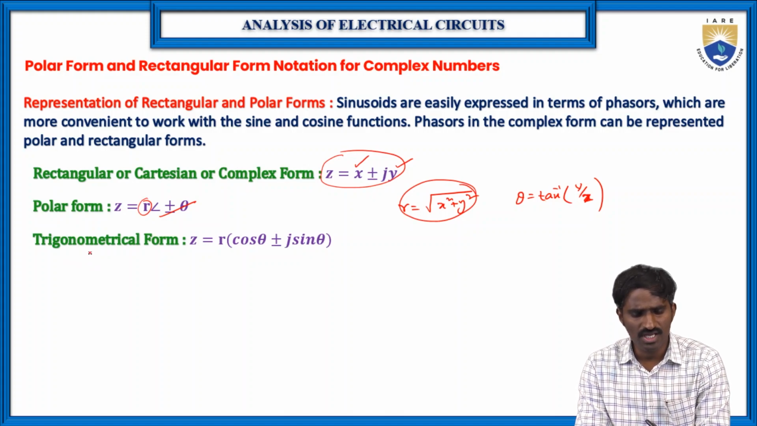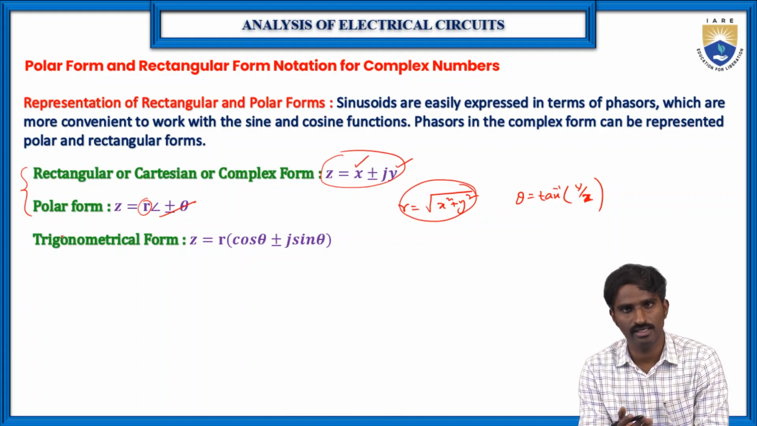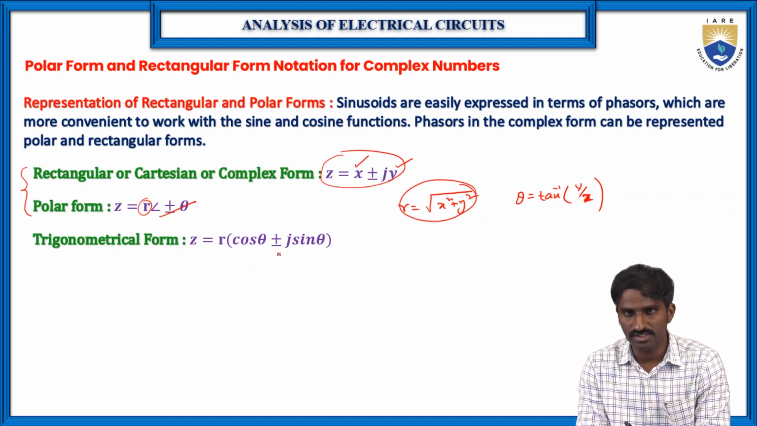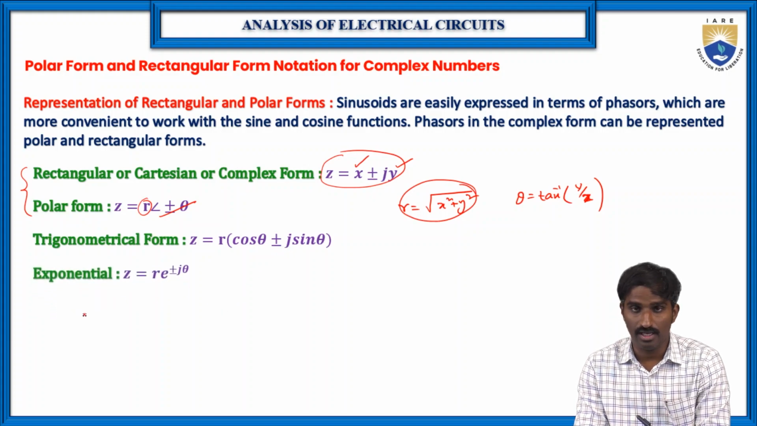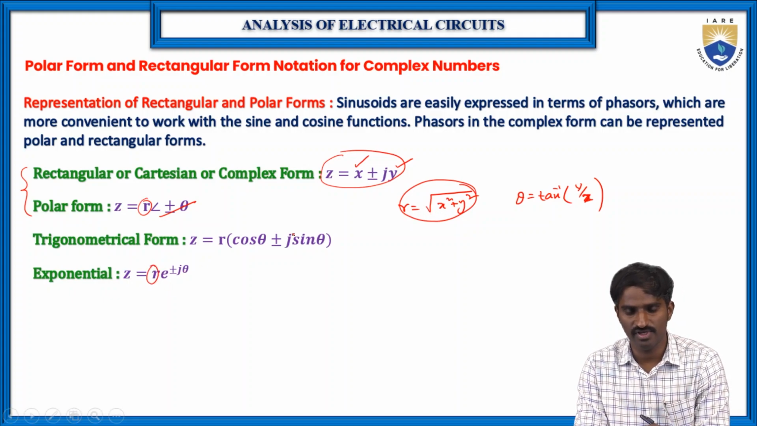Then another form is there, but it is very rarely used. These two are the very important ones, and mostly we use only these two kinds of forms, either the rectangular or complex form, or the polar form. But there is another form, the trigonometrical form, that is z is equal to r into cos theta plus or minus j sin theta. And another form is the exponential form, which we very rarely use. This is r e to the power of plus or minus j theta. In this case also r is equal to square root of x square plus y square, and theta is equal to tan inverse y by x.